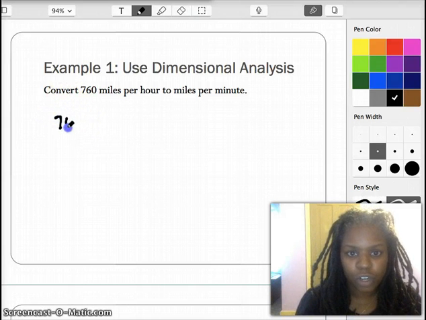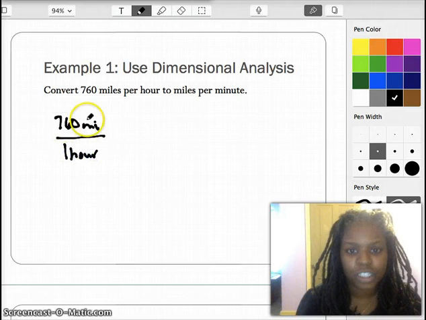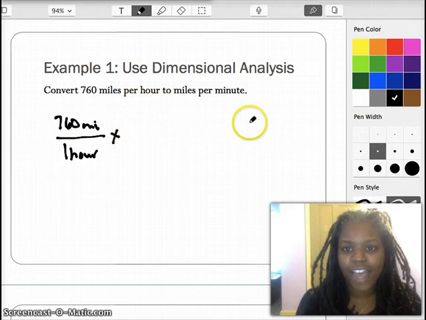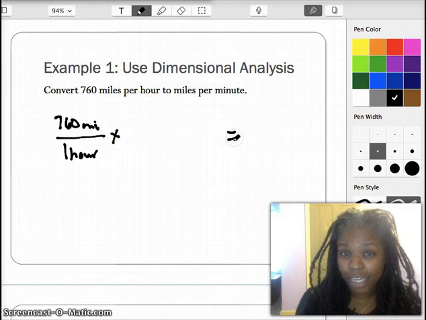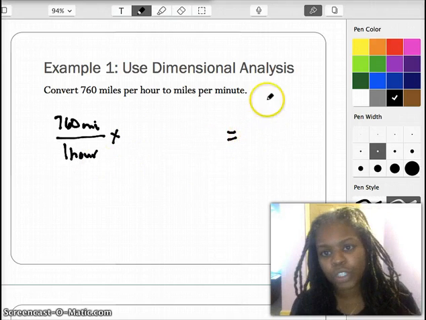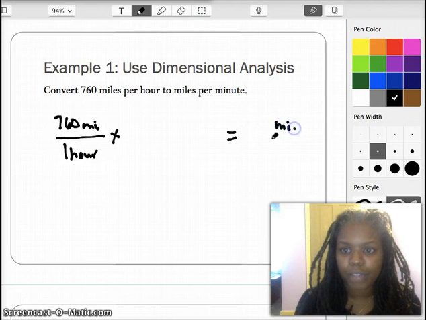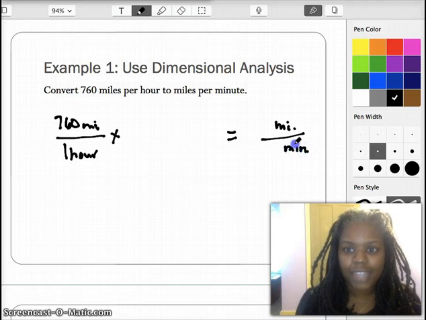So first I'm going to start off with 760 miles at the top of my fraction or my ratio, and then 1 hour at the bottom because it's 760 miles per hour. Now what I'm going to do is multiply it by a factor or factors. Sometimes I need to use more than one ratio to multiply by in order to get what I'm looking for. So I want to figure out my final answer. I want it in miles per minute. So I'm going to put min here. I like to keep track of what my goal is.